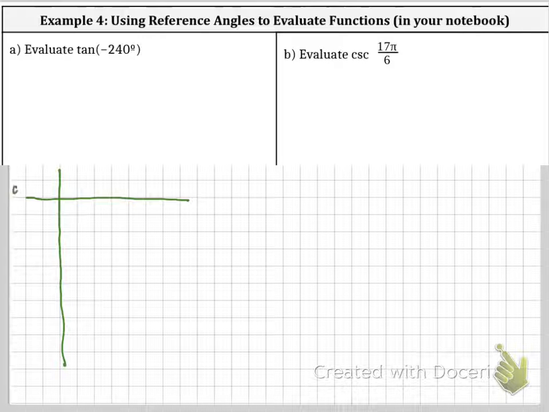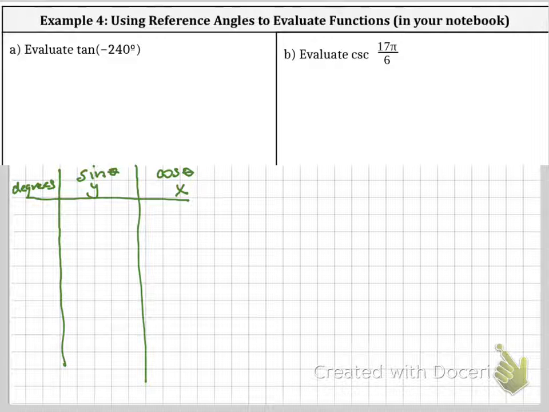To do the Quadrant One table, we need to take a look at certain values. So we're going to start with our degrees. Then the first one will be sine of theta, which is our y values. And then you are going to have cosine of theta, which would be your x values. So for degrees, what we're going to look at is 0 degrees, 30 degrees, 45, 60, and 90 degrees.